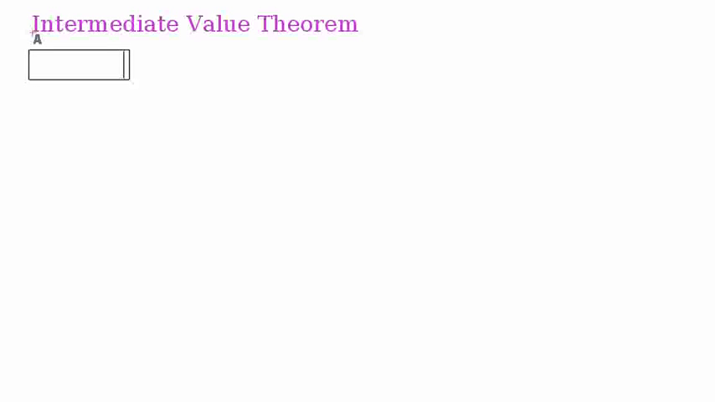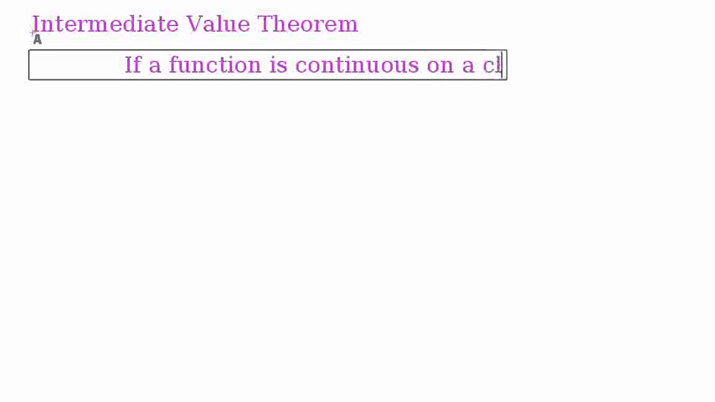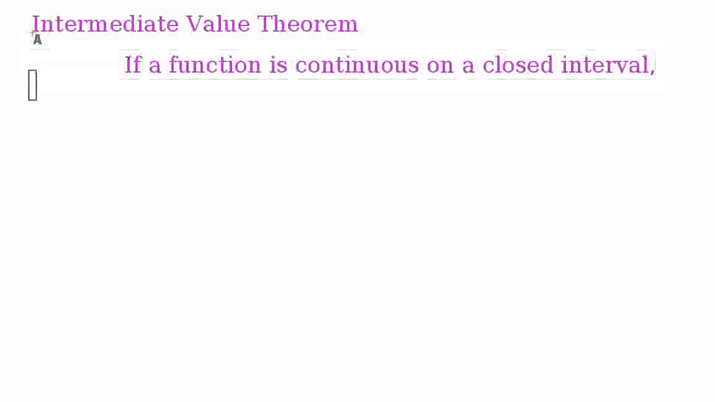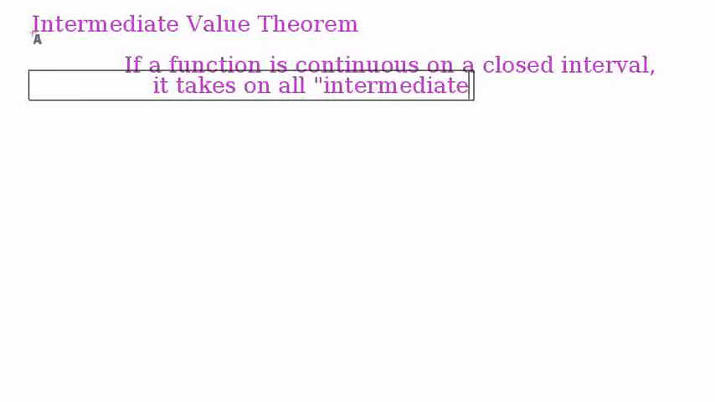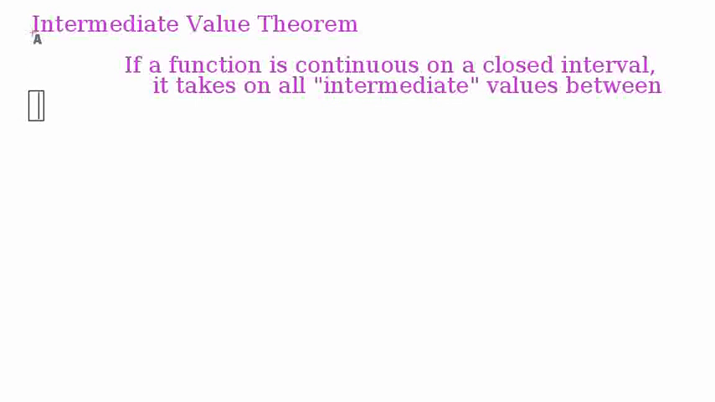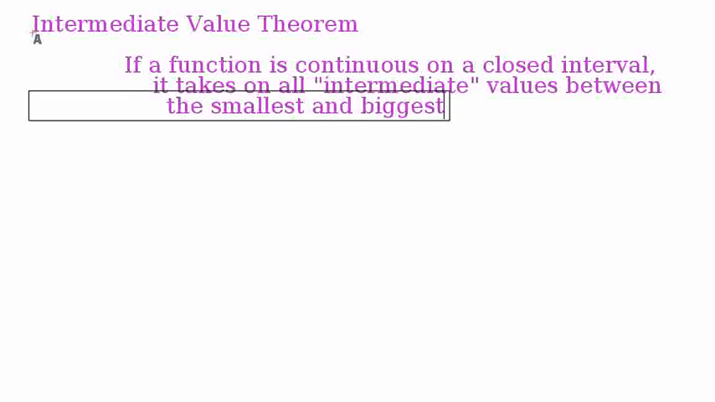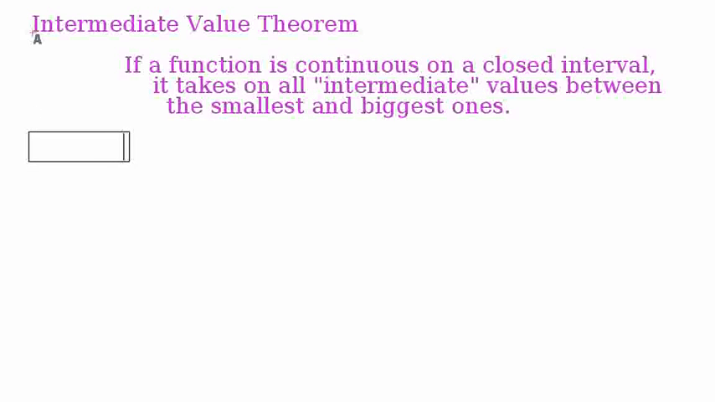So, intermediate value theorem. This says that if a function is continuous on a closed interval, it takes on all intermediate values between the smallest and biggest ones. Now that's one way to say it. Let me say it a little bit more proper.